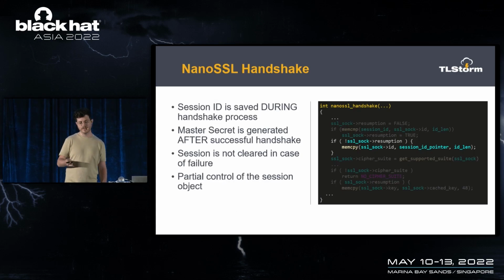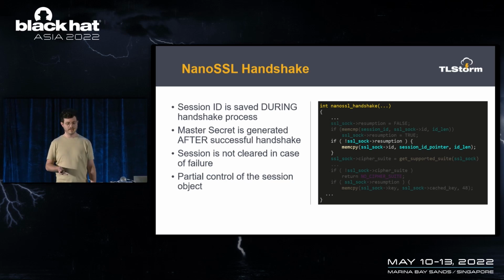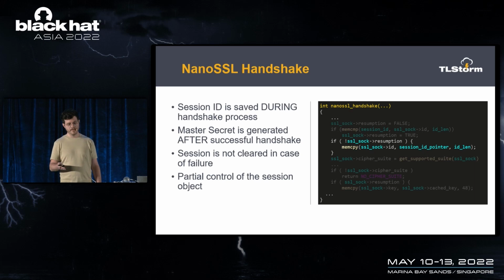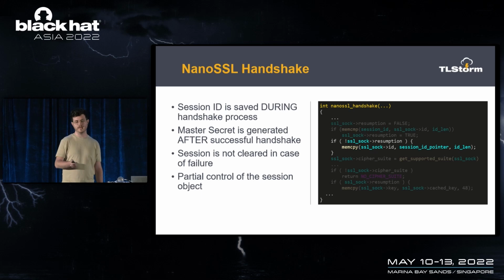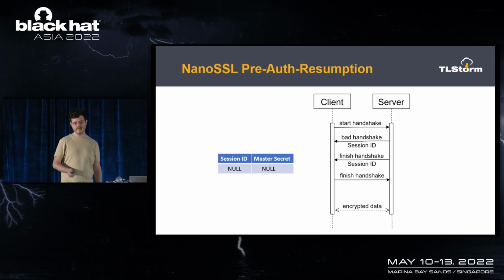And in our case, we know that the NanoSSL missing handling bug allows that if we store the session ID, which happens during the NanoSSL handshake, and it fails right after, the session keeps hanging. It means that the master secret, which is generated only after the handshake, will not be generated by that point, and the session ID will be waiting in the SSL object for the next handshake packet.